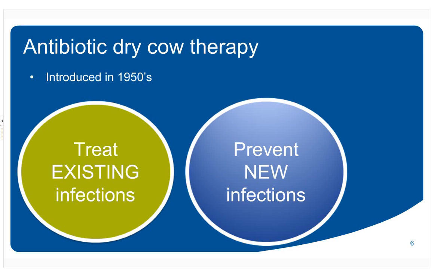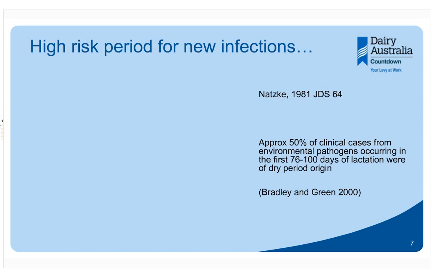Antibiotic dry cow therapy has been around since the 1950s and has been a successful cornerstone of mastitis control. When discussing the goals of the dry period, I've always found it helpful to reflect on the two aims of mastitis control in the dry period. That is to treat existing subclinical infections that have been acquired during the previous or the current lactation, and also to prevent new infections that can occur during the dry period. So the dry period is the best time to treat subclinical infections, and these should not, as a guiding principle, be treated during lactation due to the high cost and low success.